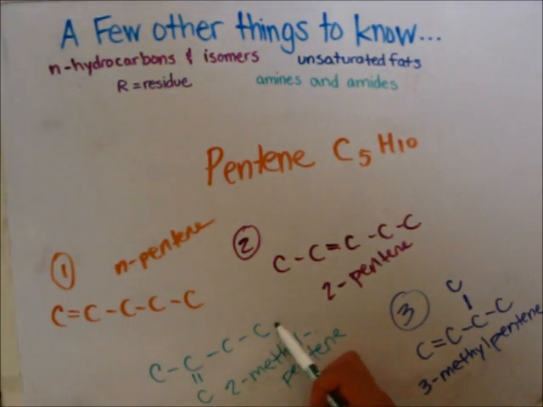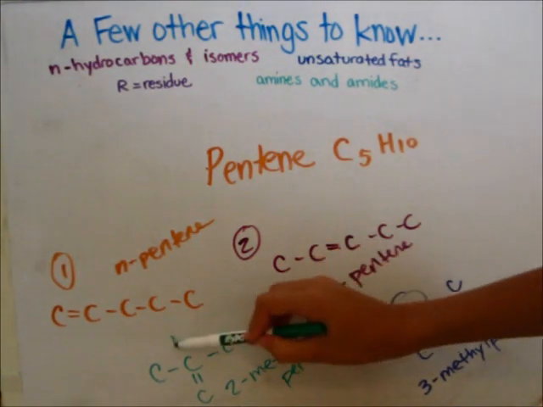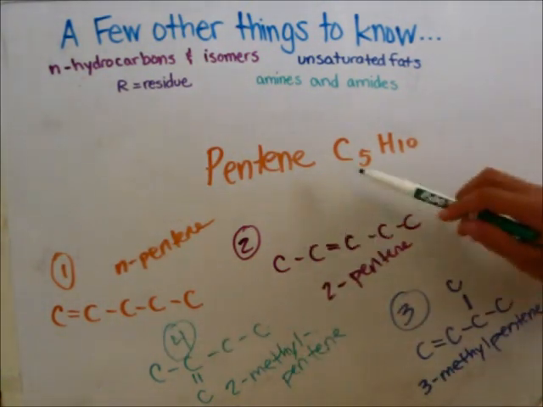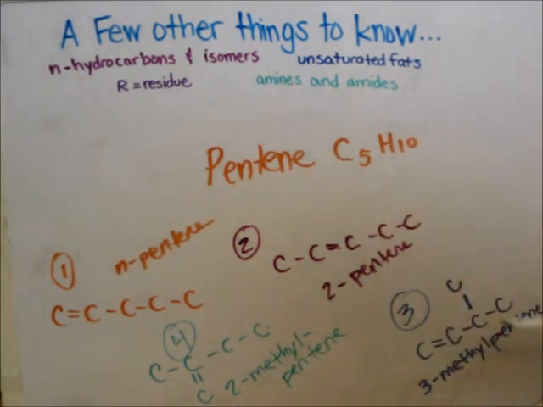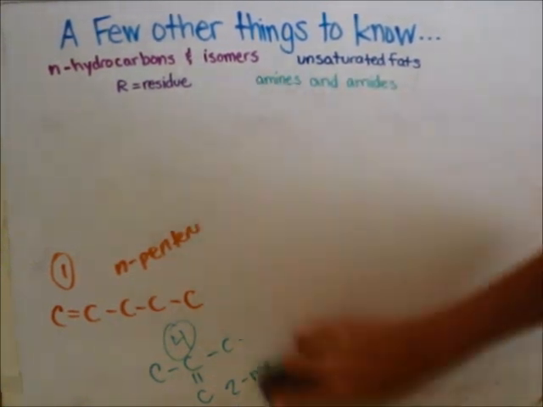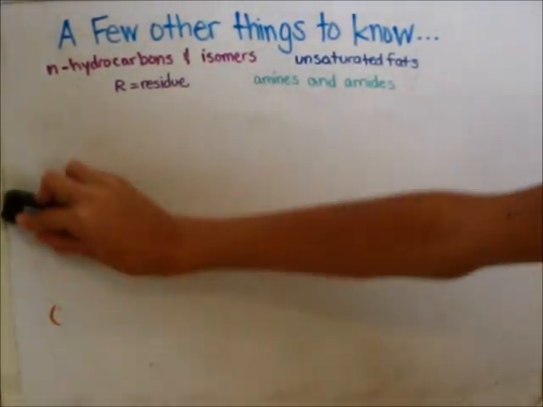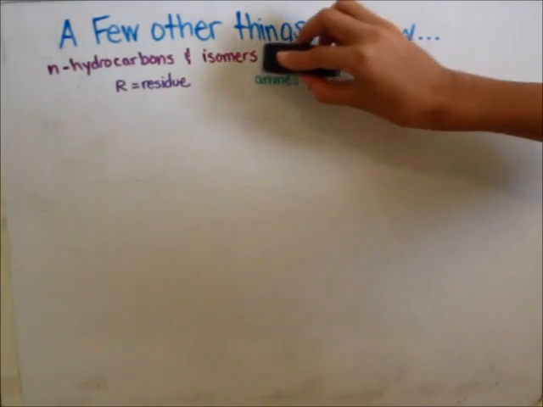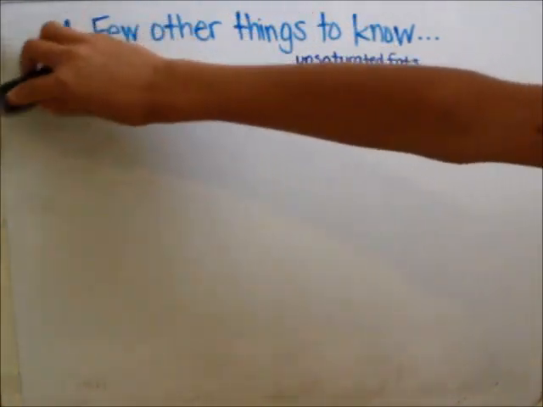Remember, the parent chain doesn't have to be in a straight line. You could go like 1, 2, 3, 4, and then on the second carbon is that methyl group. So there's no other way to draw C5H10. So those are the 4 isomers of that formula. Okay, so those are isomers real quick. We can get rid of that.